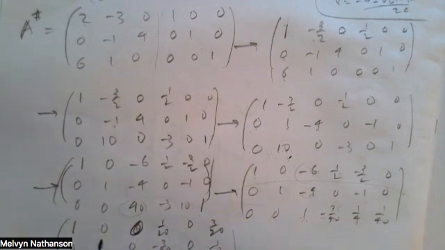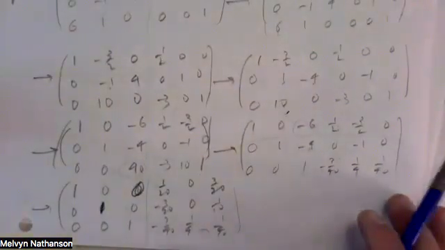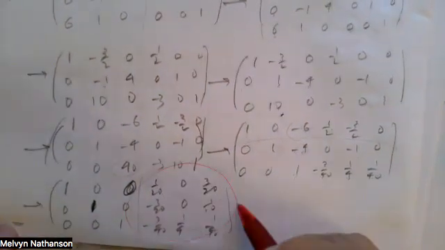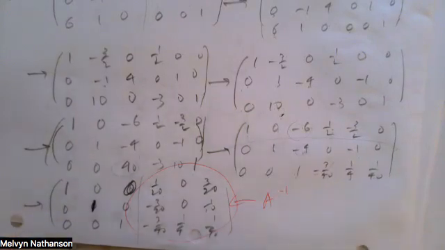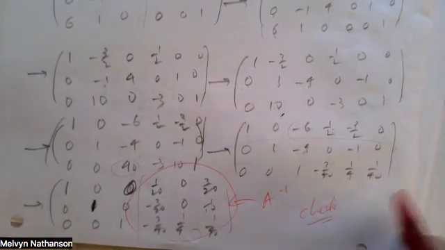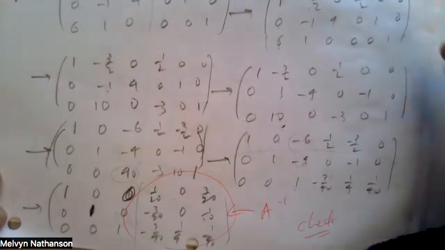That was a 1. And now my matrix is in reduced row echelon form. And I claim that this is A inverse, right? So if it is, that's a miracle, but miracles are good. So let's just check.